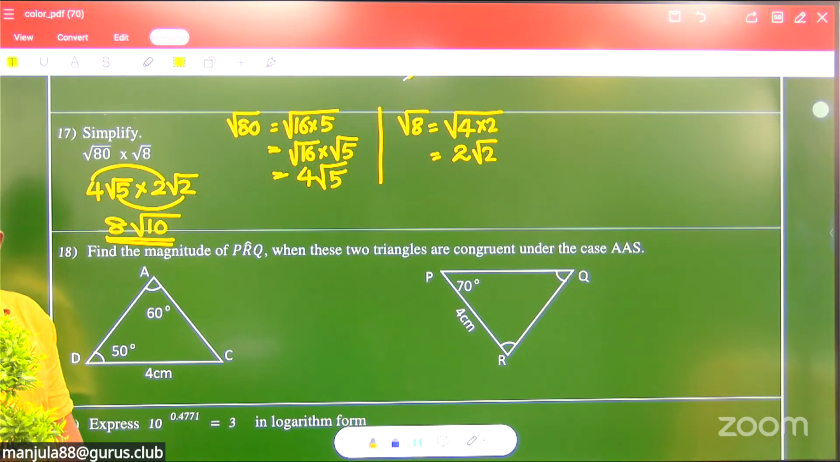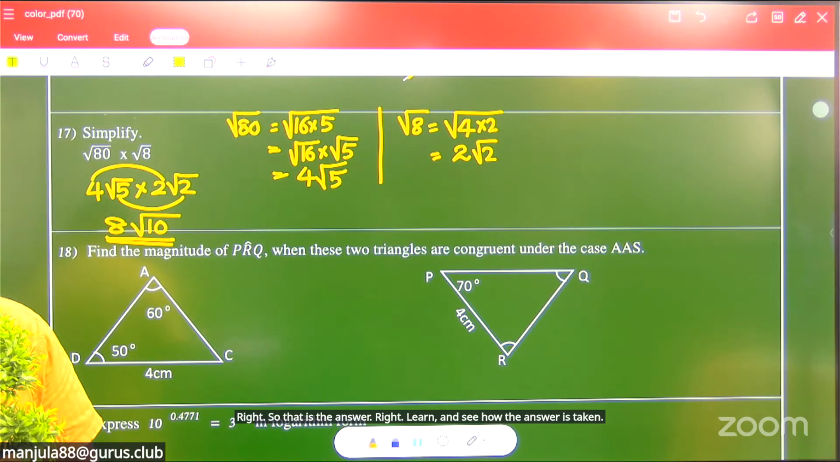Right. Learn and see how the answer is taken. If any doubt, ask. Yes.